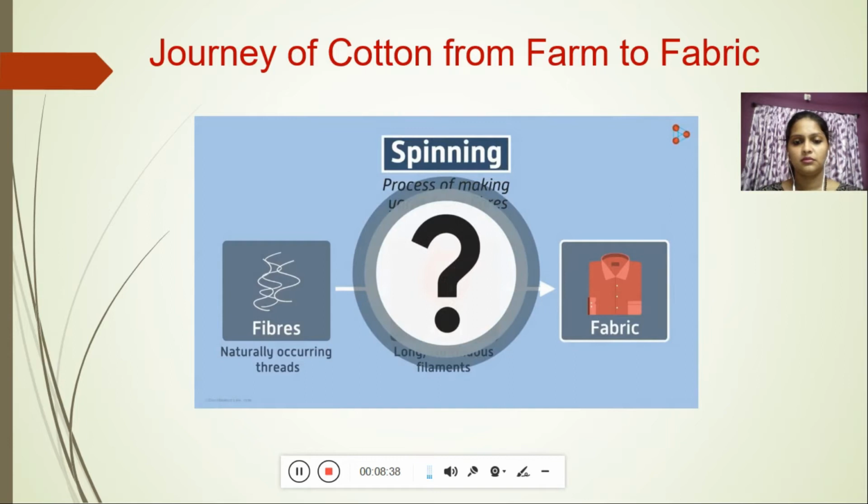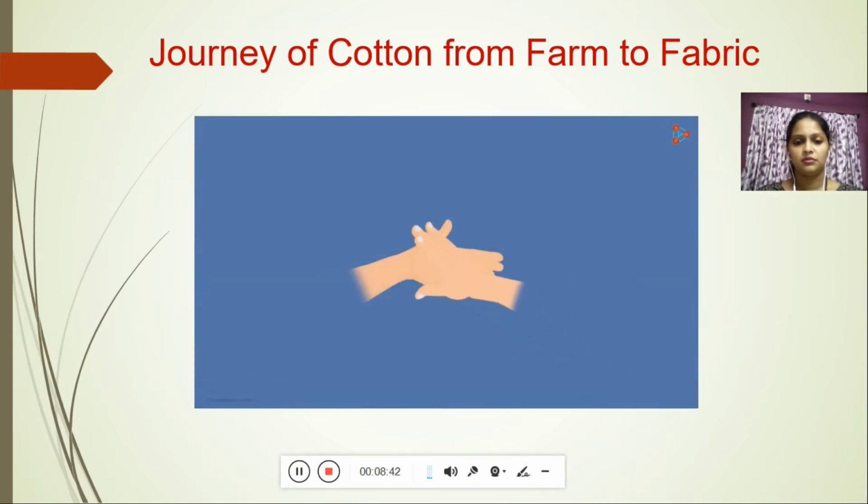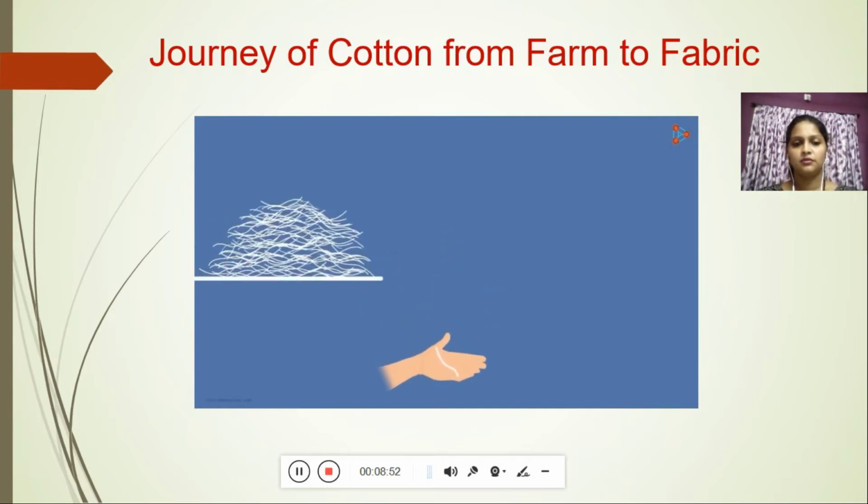But how is this done? If you take a cotton thread between your palms and press it gently by rolling it this way, what you get is a slender, long filament-like structure. This is nothing but yarn. We know that there are tons of threads that are spun into yarn every day.